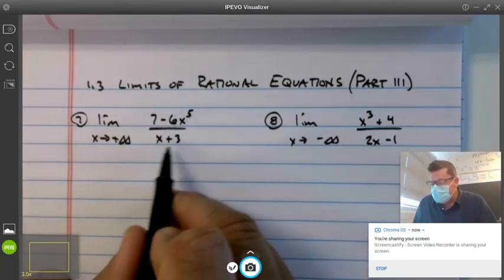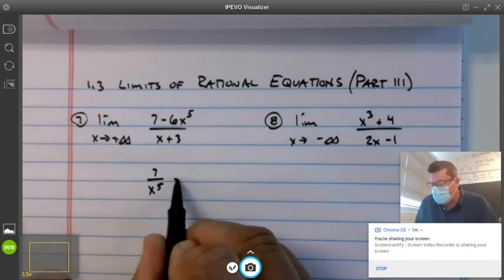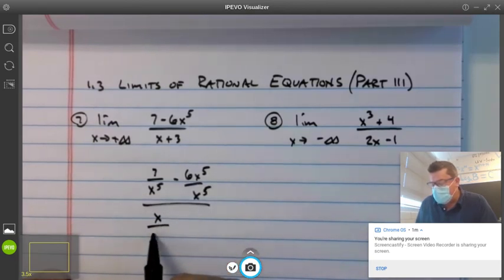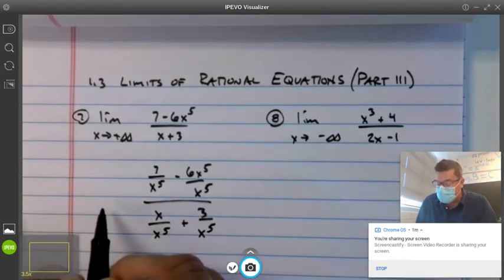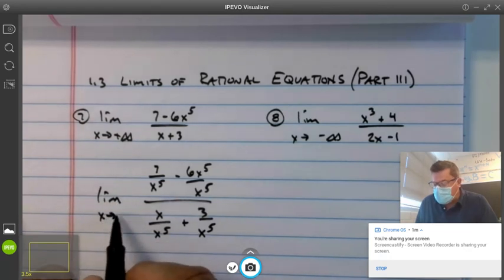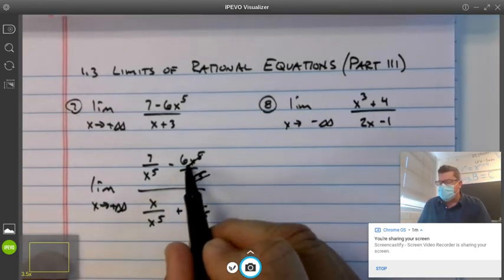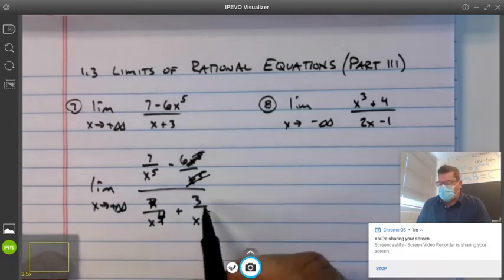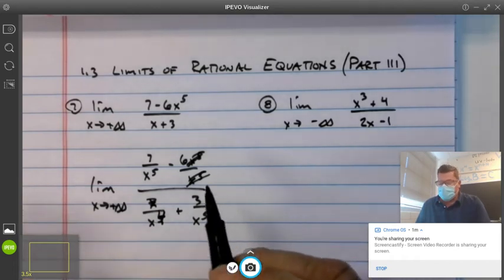What's the highest power of x on this one? x to the fifth. So we're going to divide every term by x to the fifth and see what happens. As long as we're dividing every term by the same number, it's legal algebraically. And now let's cancel. This cancels with that. One of these cancels with one of those. That's it. Now apply the limit.